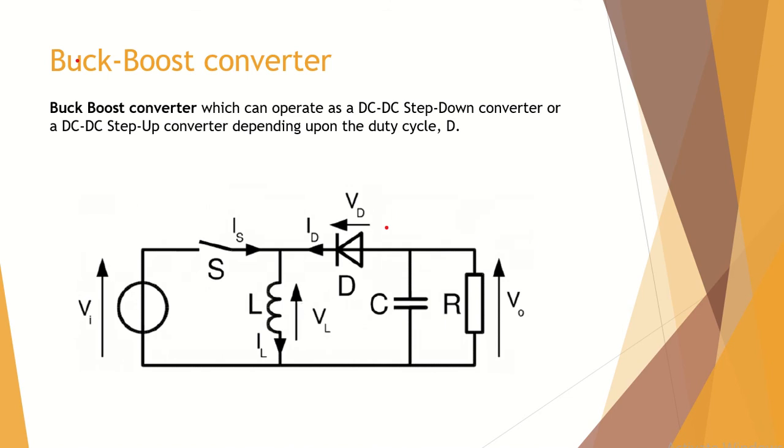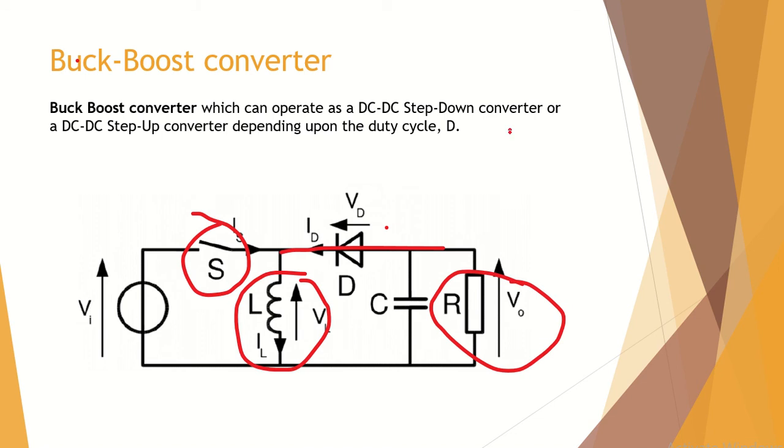If you see over here, when the switch is open, this is open circuit, this is short circuit, and our VL is equal to the output voltage, because C and the load are in parallel. So VL is equal to VC is equal to V naught.